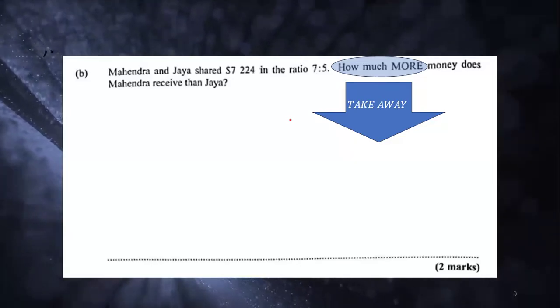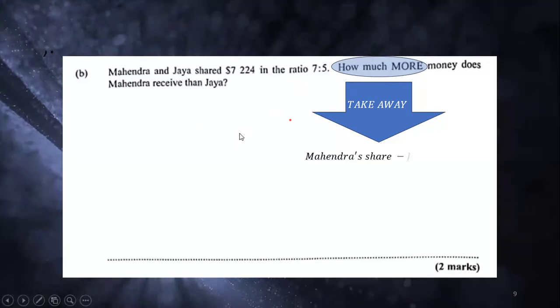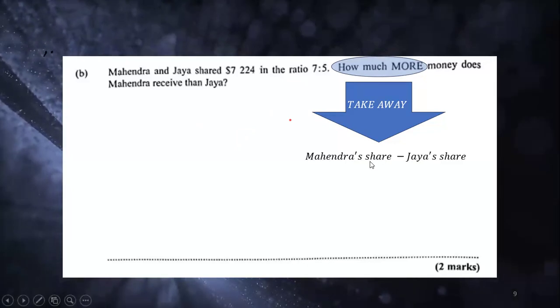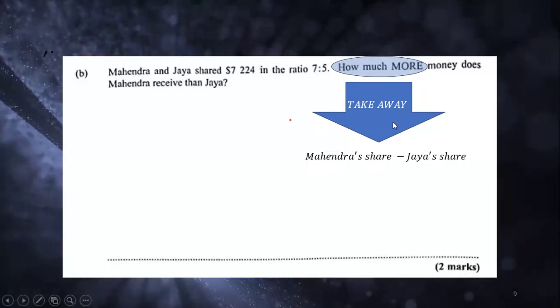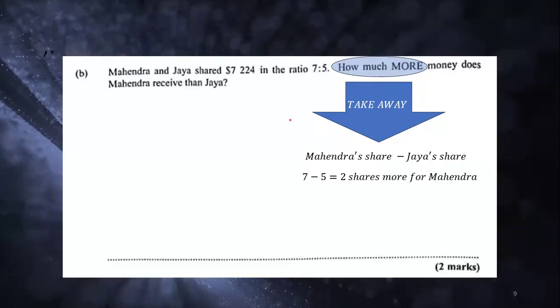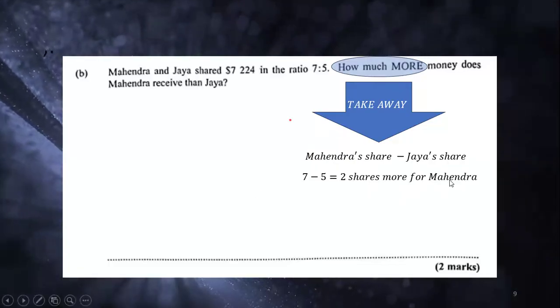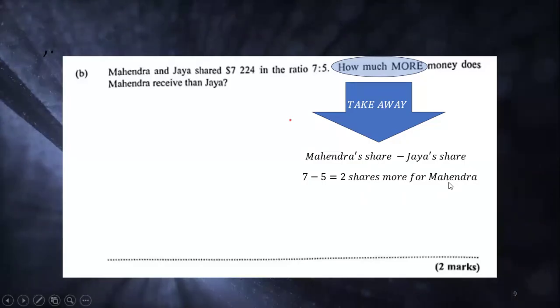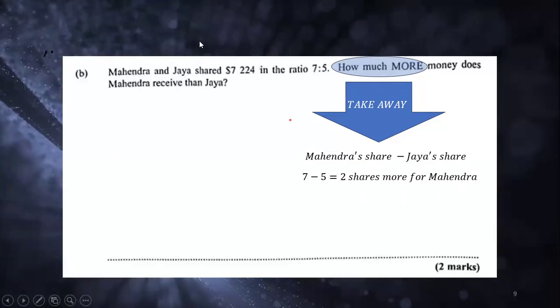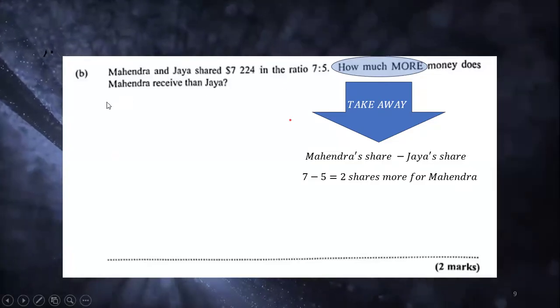So in this case, it's going to be taken away, and we're going to take away Jaya's share from Mahindra's share. We know Mahindra's share is 7, and Jaya's share is 5. So it's going to be simply 7 take away 5, which is 2 shares more for Mahindra. So Mahindra gets 2 more shares. But that's not the question. The question says, how much more money does Mahindra get?